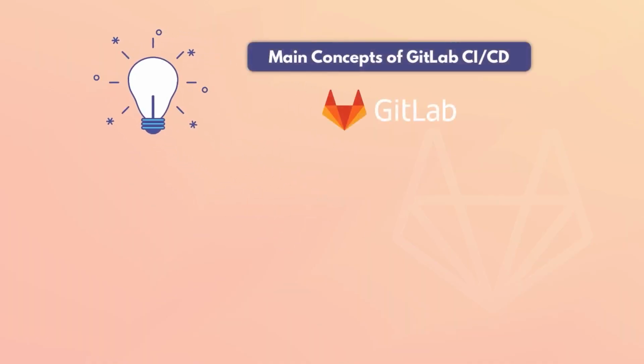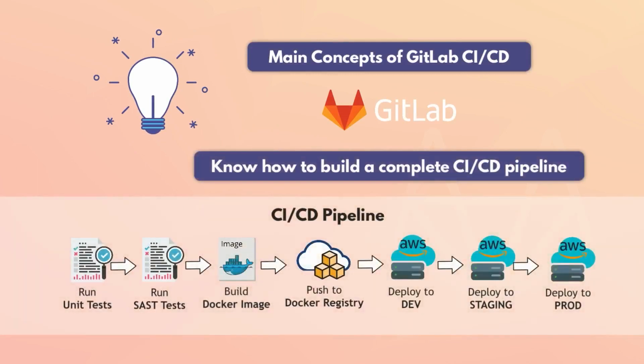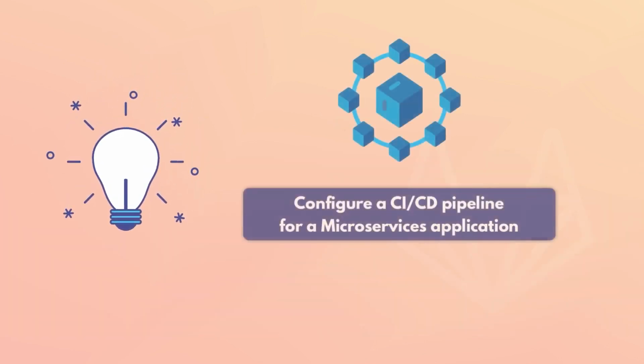Till now, we have learned all the main concepts of GitLab CI/CD, and we built a complete CI/CD pipeline for our demo Node.js application. Now let's take this one level up and see how to configure a CI/CD pipeline for a microservices application. Now, why is that important?